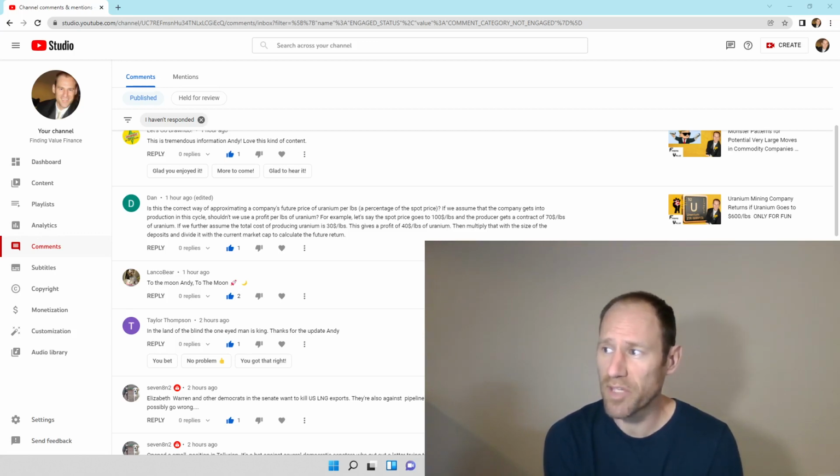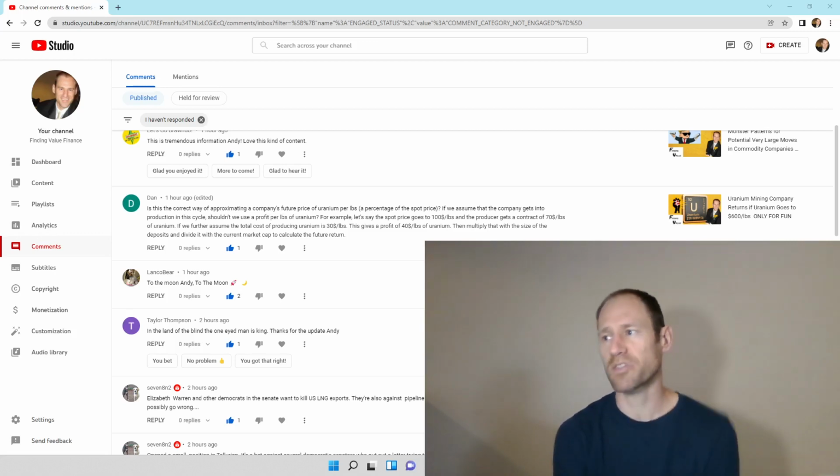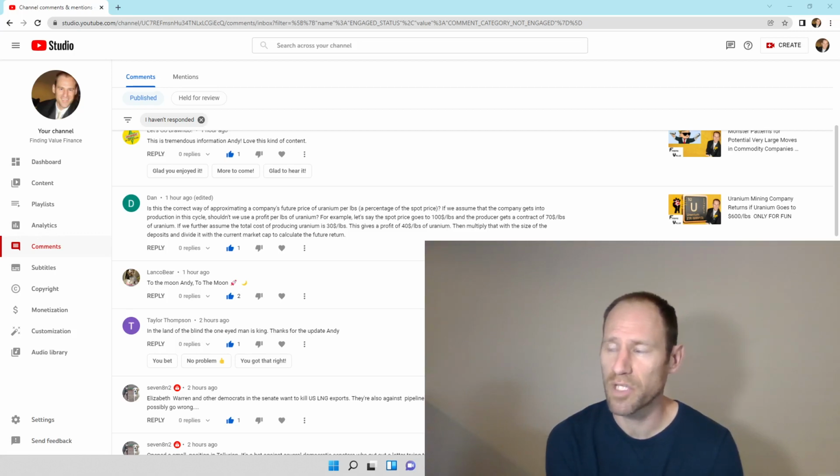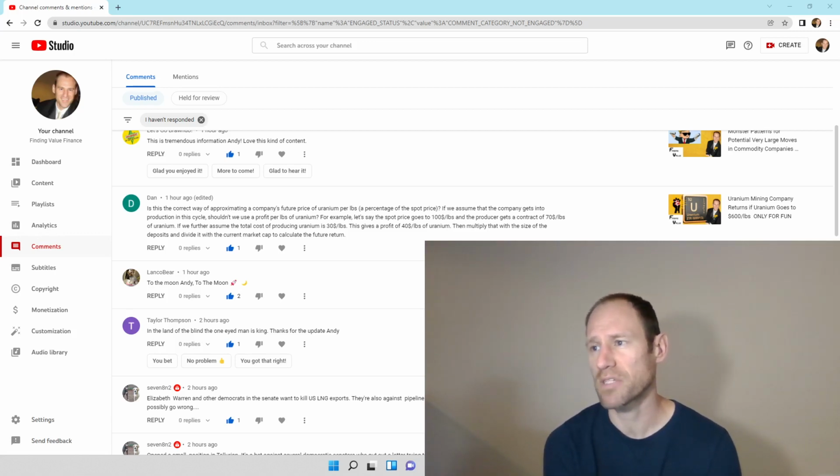It says, if we assume that the company gets into production in this cycle, shouldn't we use a profit per pounds of uranium? For example, let's say that the spot price goes to $100 a pound and the producer gets a contract for $70 a pound of uranium. If we further assume that the total cost of producing uranium is $30 a pound, this gives a profit of $40 per pound of uranium. Then multiply that with the size of the deposit and divide it.